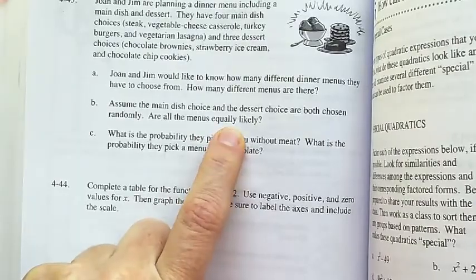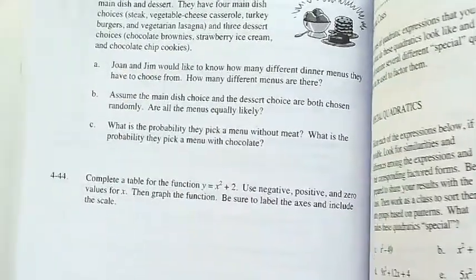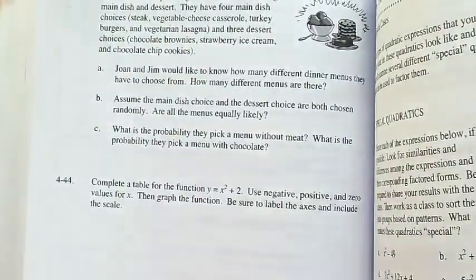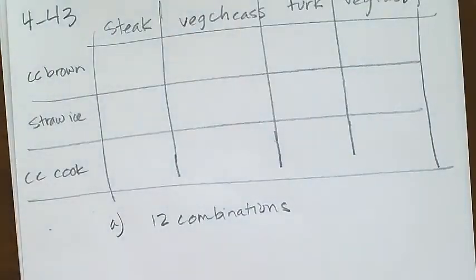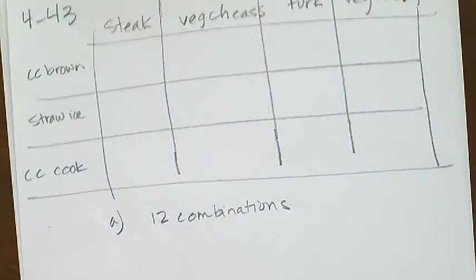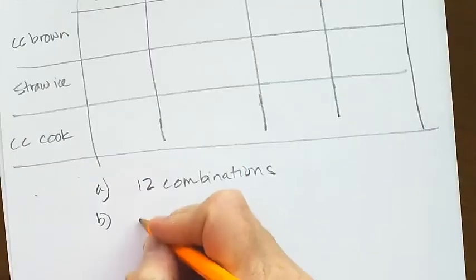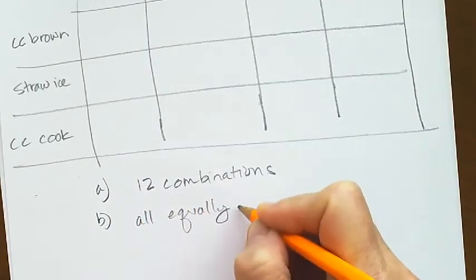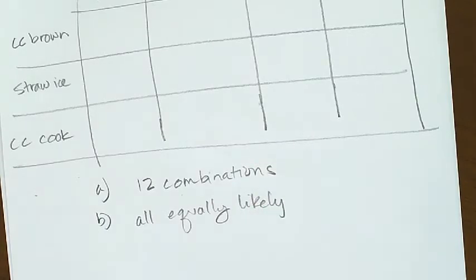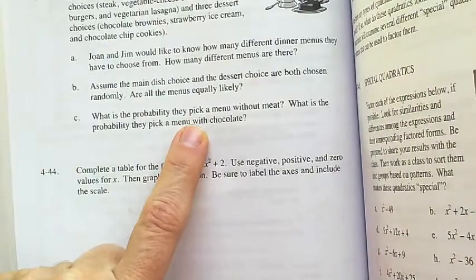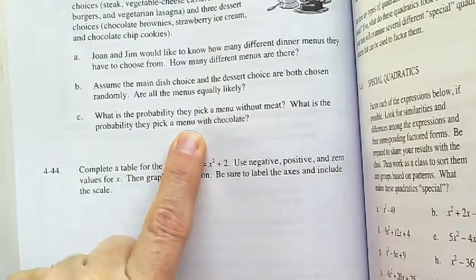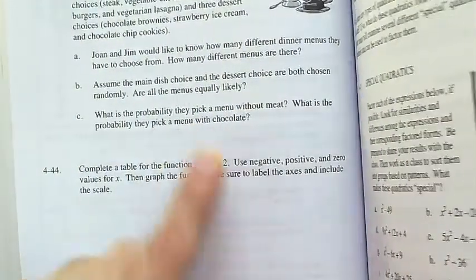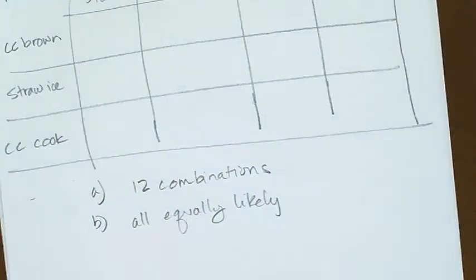Are all the menus equally likely? Yes, there's no reason that you would have one of these choices be more likely than the other. So B, all equally likely. And then part C, what's the probability they pick a menu without meat? What's the probability they pick a menu with chocolate?